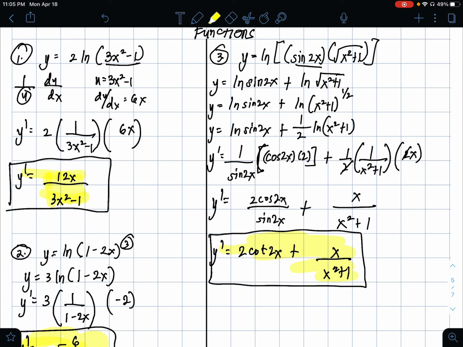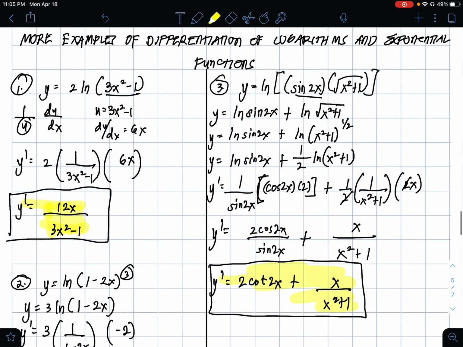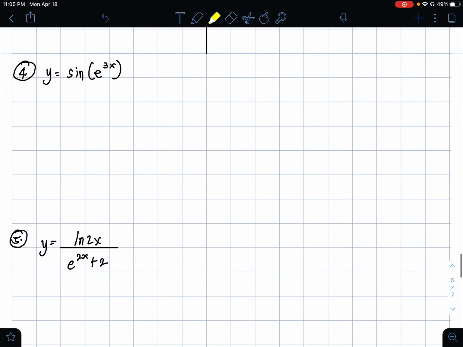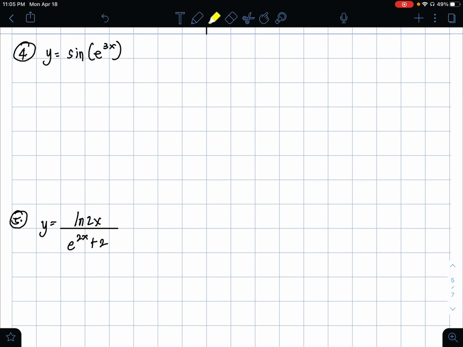Alright, so that's it for more examples of logarithms. Now let's go with exponential functions. So for exponential functions, again, simple lang gyapon na siya. It is because you just need to, ano siya, y is equal to sine e3x, right? And we know that the derivative of sine is just equivalent to cos, right?